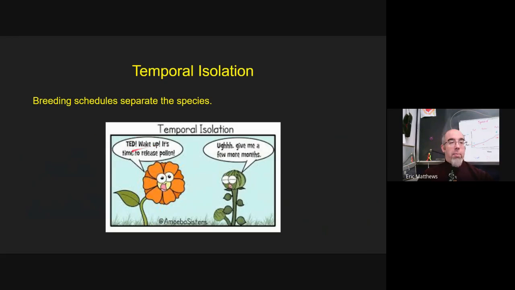Says, Ted, wake up. It's time to release pollen. And meanwhile, Ted is saying, give me a few more months, because this flower releases pollen early in the season. This one doesn't bloom and release pollen until later in the season.